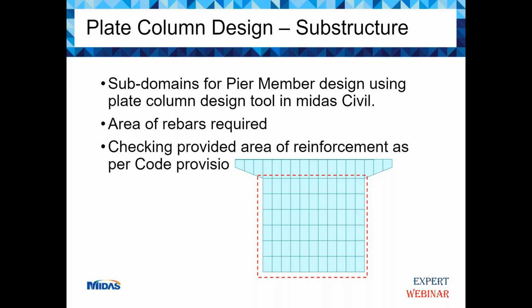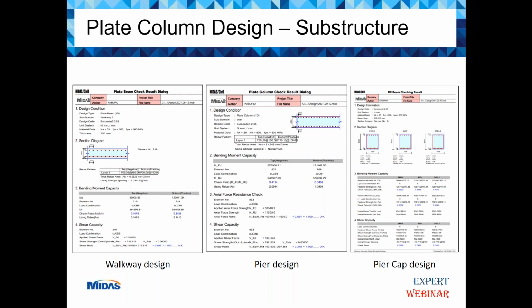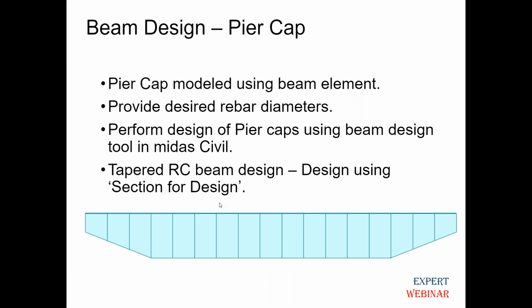And you can see here the walkway design. You can see the Pier design, which is a plate column design. You can see the RC beam, which is the Pier cap design. And of course, the Pier cap, even when it comes to tapered sections, you can design them in Midas using the section for design. You can accurately design a tapered RC beam.